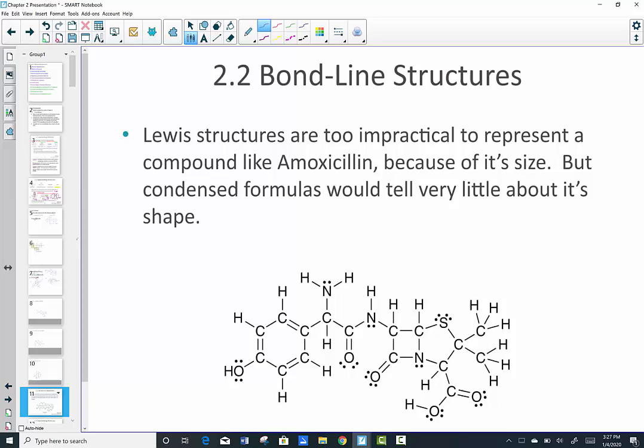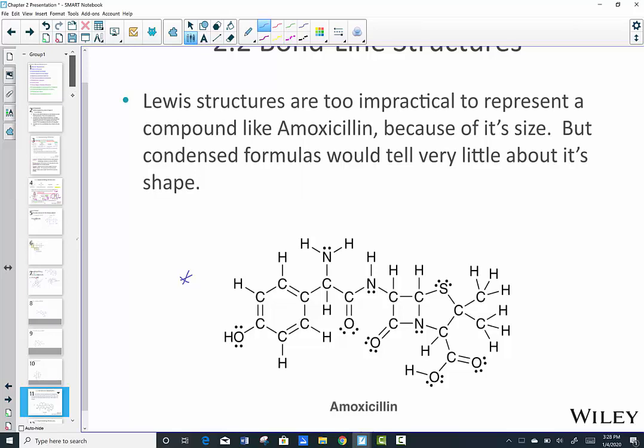Lewis structures are too impractical, as we're beginning to see. They get tedious to represent, certainly for large compounds. Who wants to draw a structure such as this for amoxicillin? See how long that would take? But its condensed formula would tell us very little about its shape as well. So if I just started to tell you how the carbons and hydrogens are connected in a condensed structure, I'm losing insight into connectivity, and it certainly becomes more visually important to be able to see the functional groups.